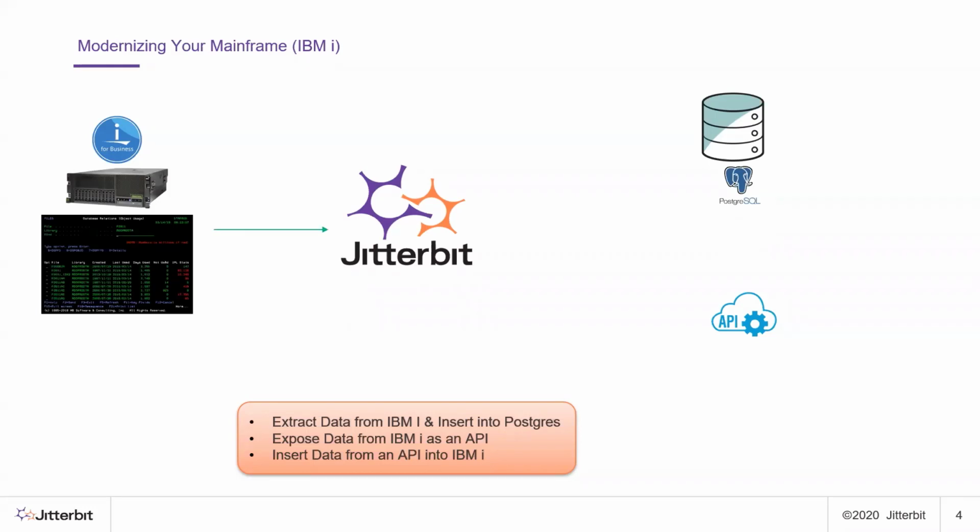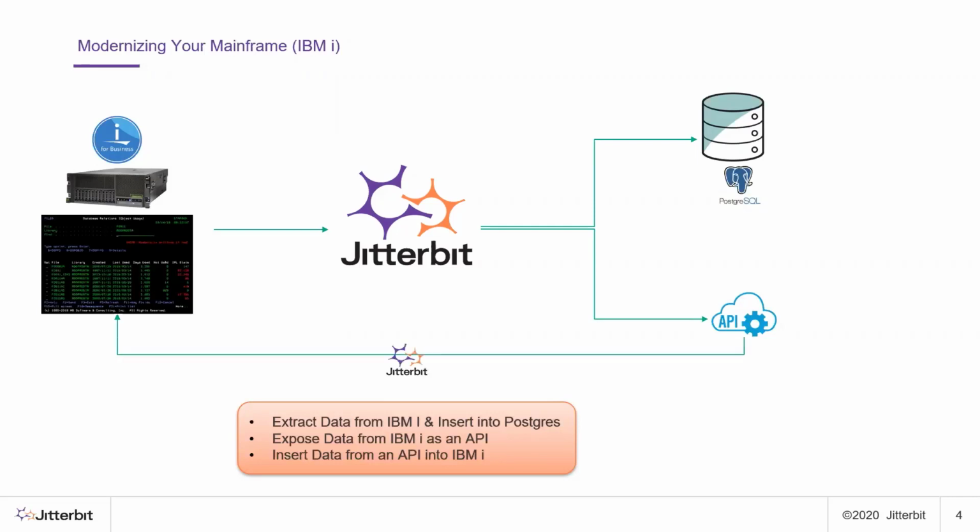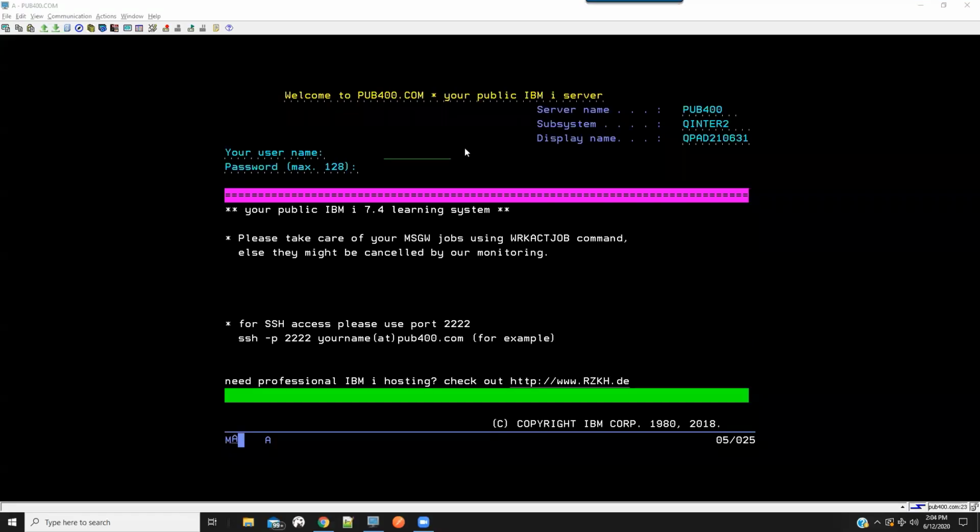First, we will show you how you can get data from an IBM i machine into a SQL-based database, specifically Postgres. Next, we will leverage Jitterbit API Manager to expose the data in IBM i as an API in a matter of seconds. And finally, we will show how Jitterbit will let you send data to our IBM i demo instance by calling an API built in Jitterbit. So let's get started. We'll start by logging into our IBM i environment.